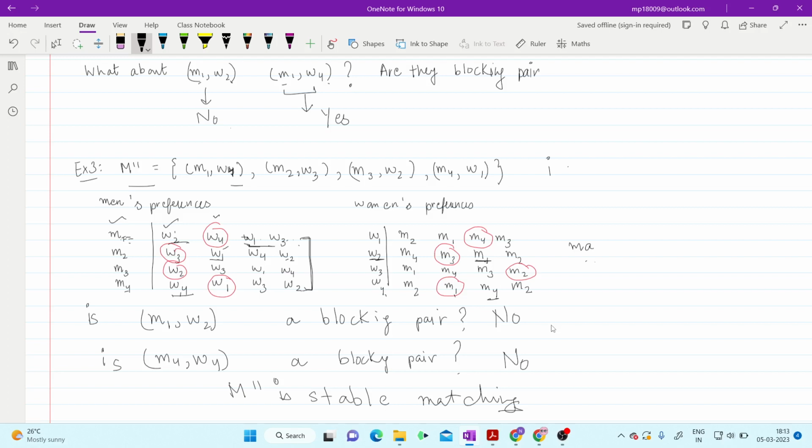In later questions, we'll be finding a stable matching from the given data. It is up to us if we want to choose; it will be mentioned whether we want a men-oriented matching or a women-oriented matching. If we want a men-oriented matching, we start with men, but we can also have a women-oriented matching. So we'll see.